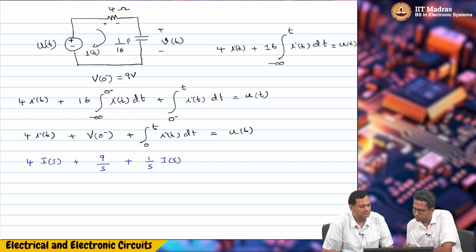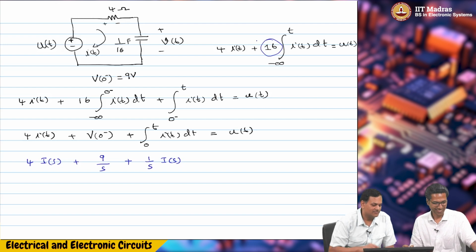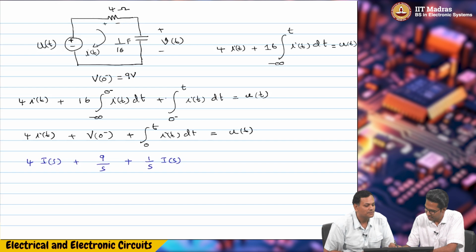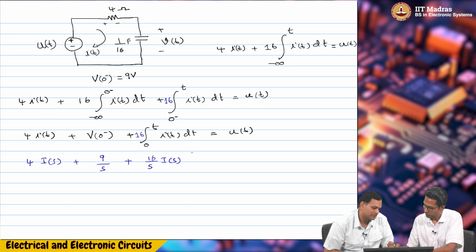Did we miss anything here in this process? I think I missed the 16. So this is just 16 by s I of s. For the second integral, that is right. So this is equal to 1 by s, since U of t is 1 by s.